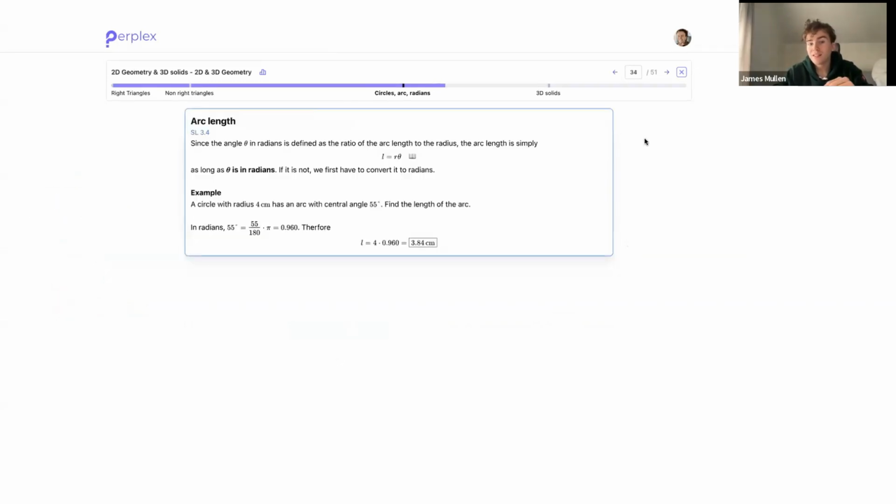Like I said earlier, since theta is defined in radians as the ratio of the arc length divided by r, then I can find the arc length by doing r times the angle in radians.